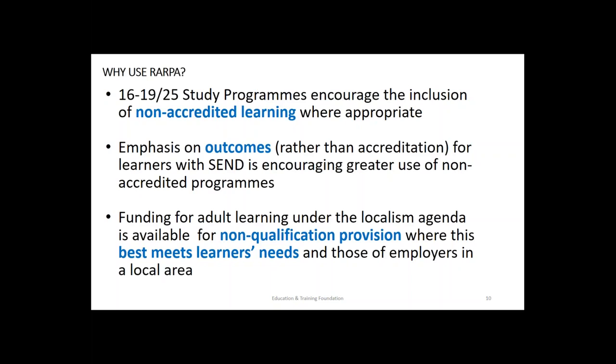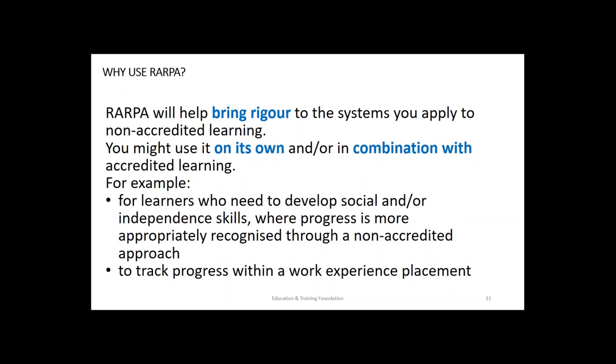We also need to look at preparing for adulthood and the four outcomes to that, looking at community engagement, working towards employment, becoming a more independent person, and encouraging good health. So all of these components together have really brought RARPA to the fore from when it was first thought of in, I think it was 2002 when it first became together. It will help us bring rigour to our systems that we currently use.